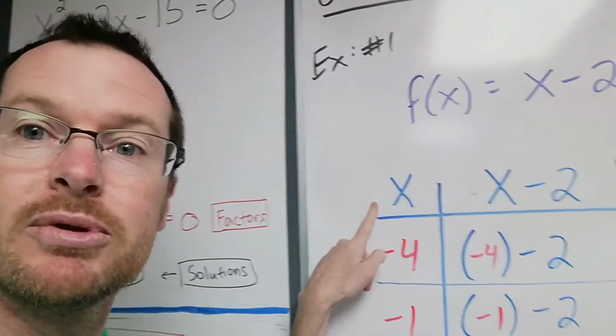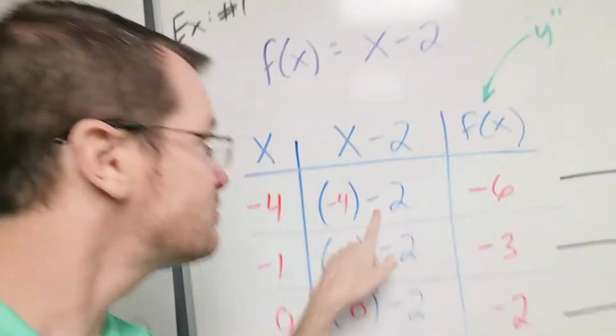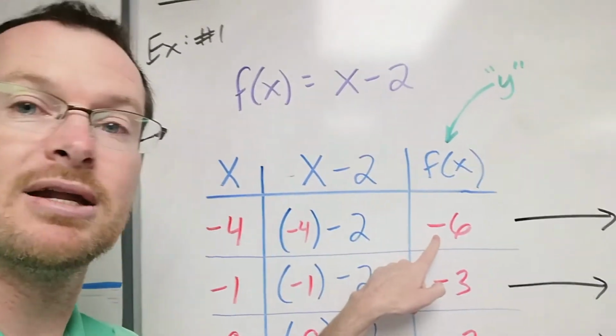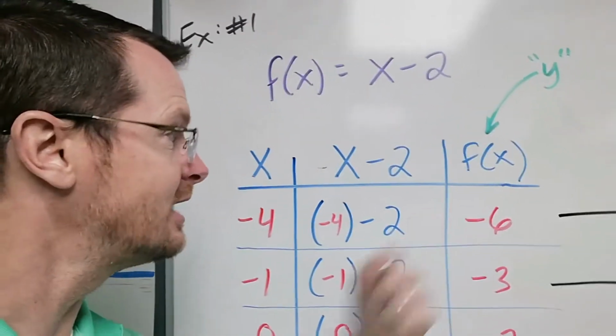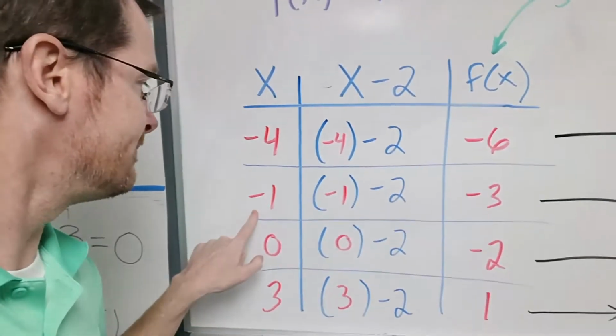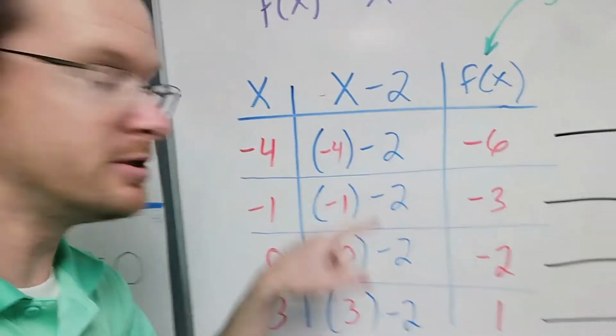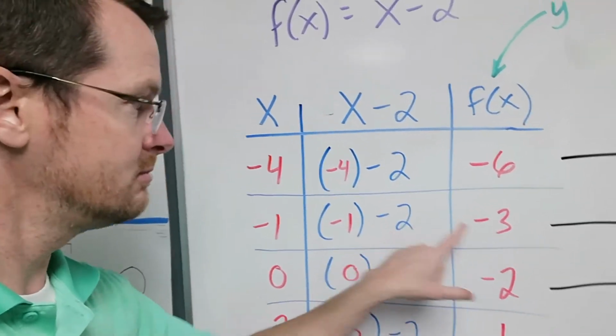So let's start with this value right here. They give us an x value of a negative 4. Then we're going to take a negative 4 and subtract 2 from it, and we're going to get negative 6, right? Negative 4 take away 2 is a negative 6. Our next value that they give us is a negative 1. Negative 1, plug it in right there. Negative 1 take away 2 is negative 3.